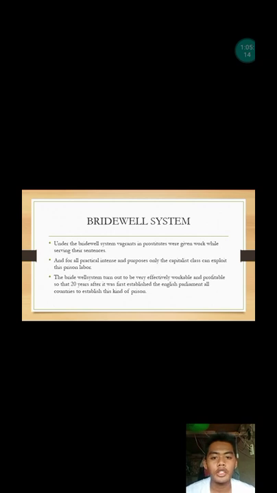Under the Bridewell system, vagrants and prostitutes were given work while serving their sentence. For all practical intents and purposes, only the capitalist class exploited the prison labor. The Bridewell system turned out to be very workable and profitable, so that 20 years after it was first established, the English Parliament ordered all counties to establish this kind of prison.